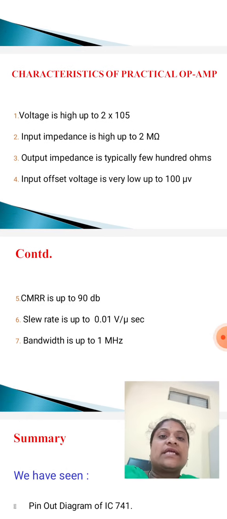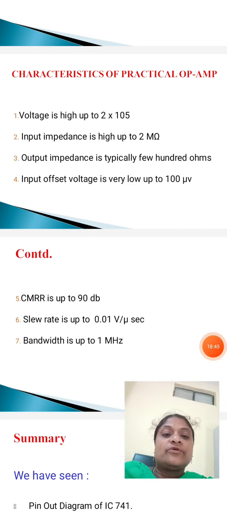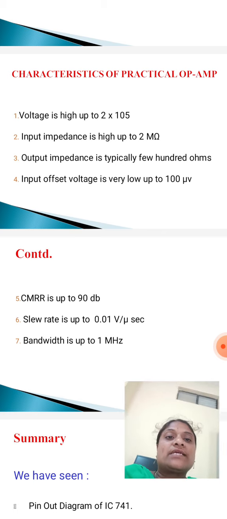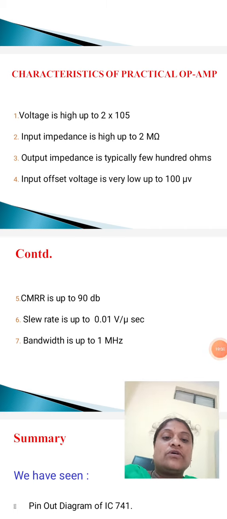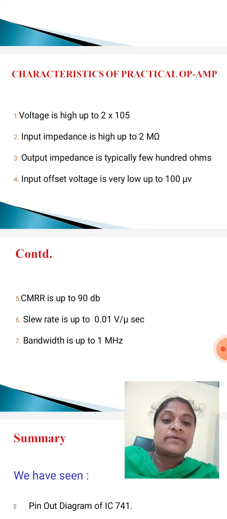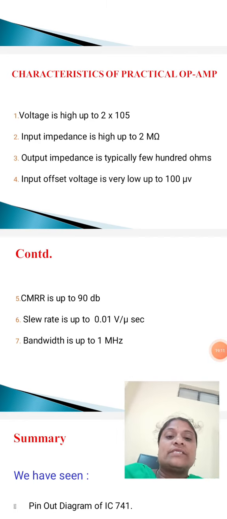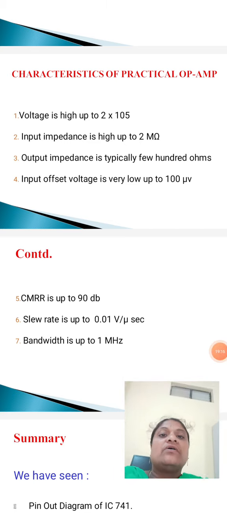The next characteristic of a practical op-amp is CMRR. CMRR is up to 90 decibels. The practical value of CMRR is 90 decibels. The practical characteristic of slew rate is up to 0.01 volts per microsecond. And the last characteristic of a practical op-amp is that bandwidth is up to 1 megahertz.